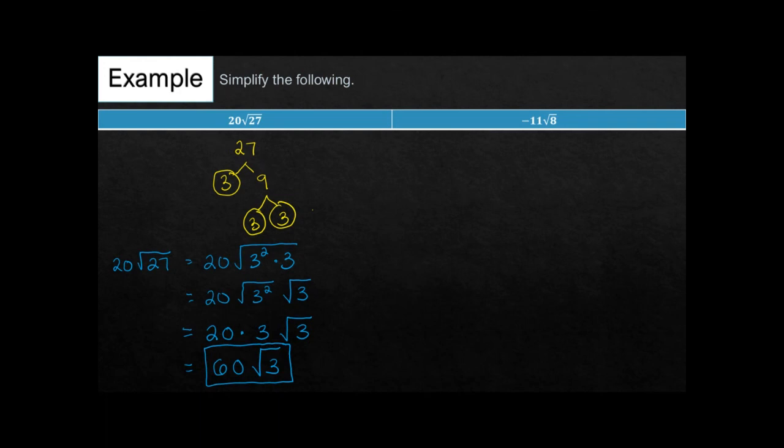On the right here, I've got a negative 11 times the square root of 8. So again, we're going to do something similar. We're only going to make a factor tree for what's inside the square root symbol. So that's 8. So 8, 4 times 2. And 2 can't be broken down, so I circle that one. And then 4 is 2 times 2. So I'm going to circle those.